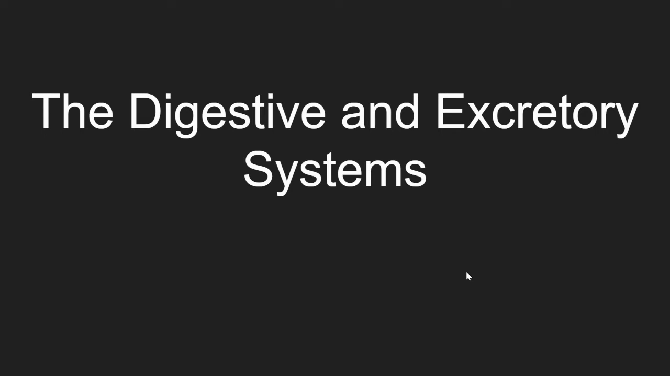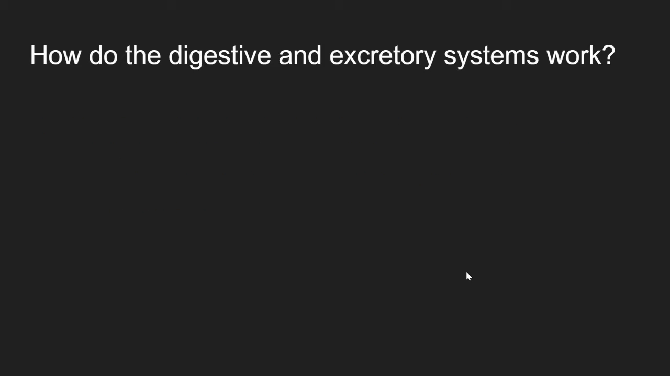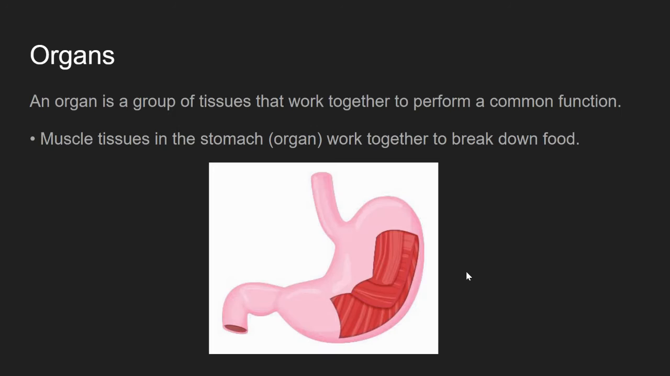Today we're going to be discussing the digestive and excretory systems. Our lesson goals are to identify the major structures and functions of the digestive system, to examine how food is physically and chemically broken down by the digestive system, to identify the major structures and functions of the excretory system, and to analyze how the kidneys work. Our lesson question is, how do the digestive and excretory systems work?